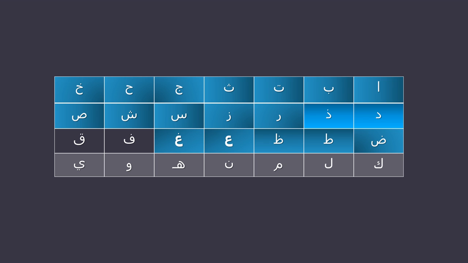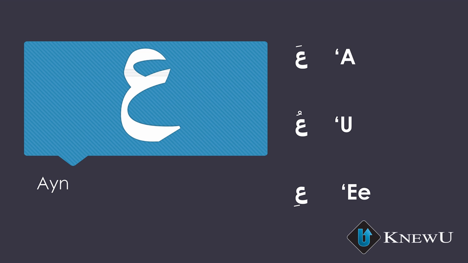Alif, ba, ta, tha, jim, ha, kha. Second row: dal, dhal, ra, za, sin, sheen, sad, dad, ta, dha, ain, ghain. Okay? So the 2 letters are ain and ghain. The first letter being ain.